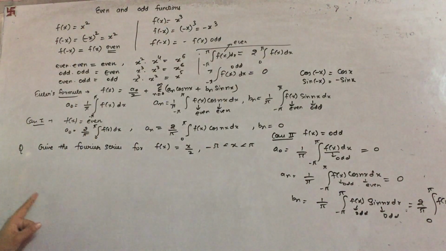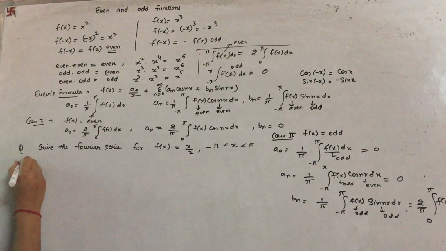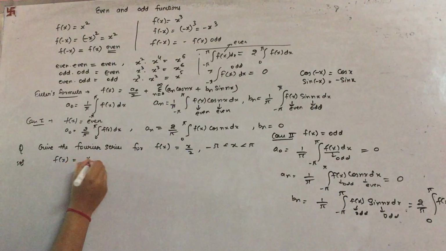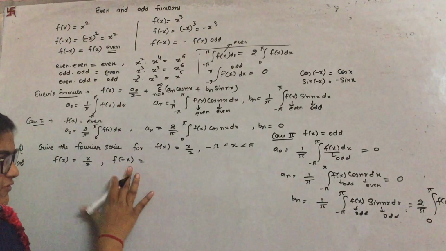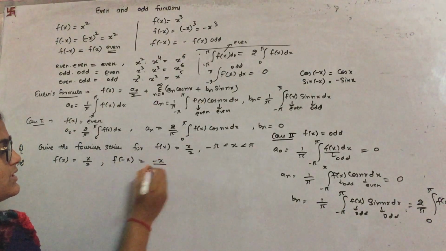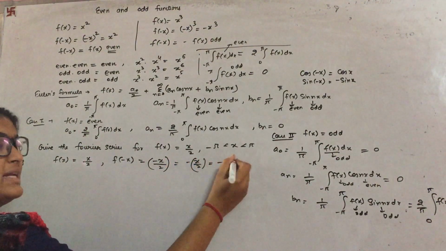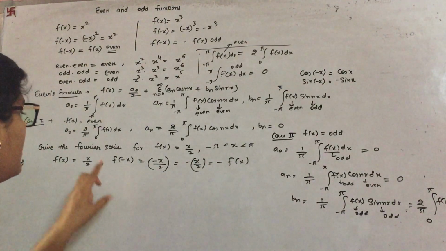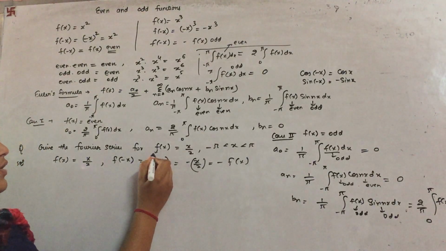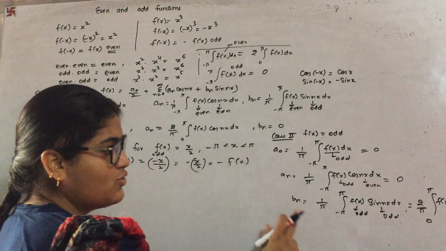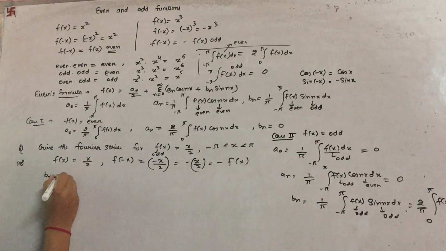You have to find out the Fourier series expansion for this. Now see, let us check whether it is an odd function or an even. If you take minus of f of minus x, then you have to substitute minus x instead of x, which is minus of fx. That's why as f of minus x is equal to minus fx, this function is odd. So for odd, you have to only find out the value of bn. So let us find it.